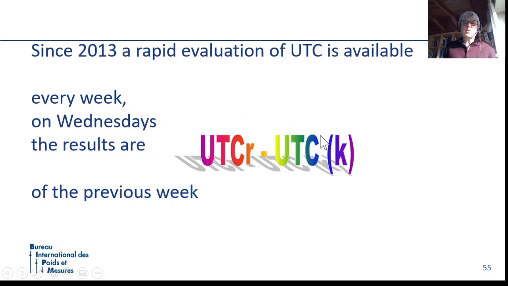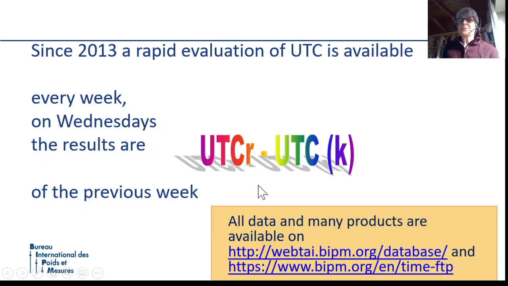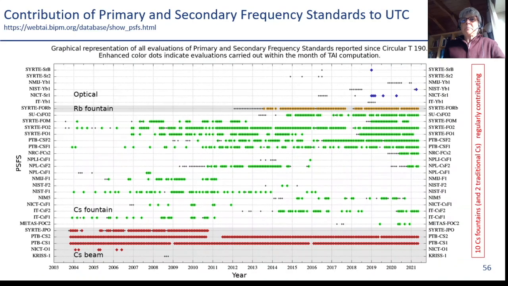In the last years, we have also started to compute a rapid version of UTC, which is called UTC Rapid, and these results are available every week on Wednesday and contain the results of the previous week. You can find here all the information and all the products that we evaluate and that we put at disposal of the entire time and frequency community.